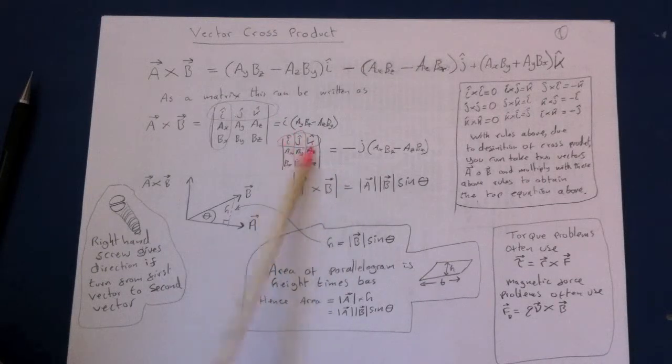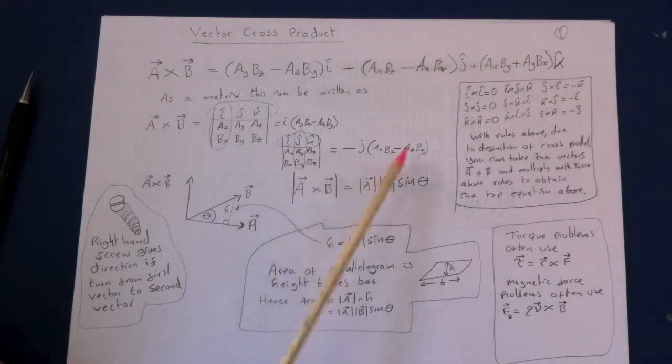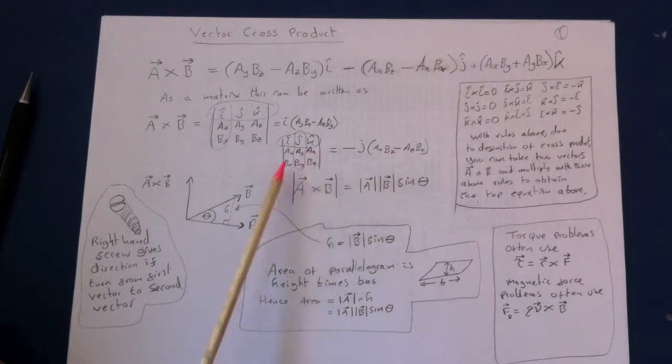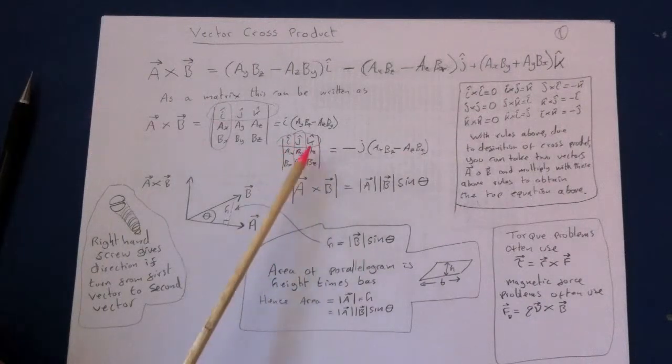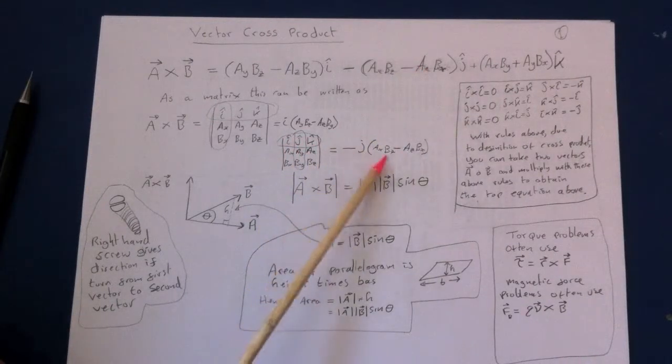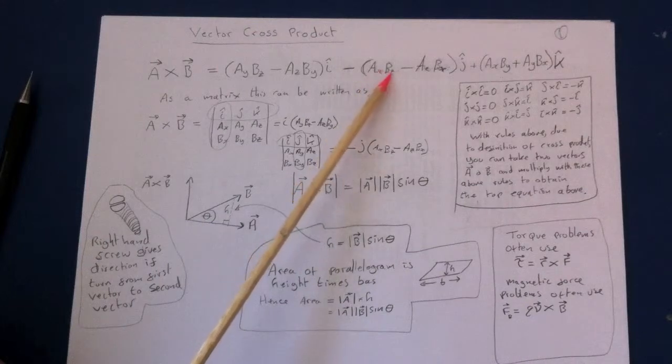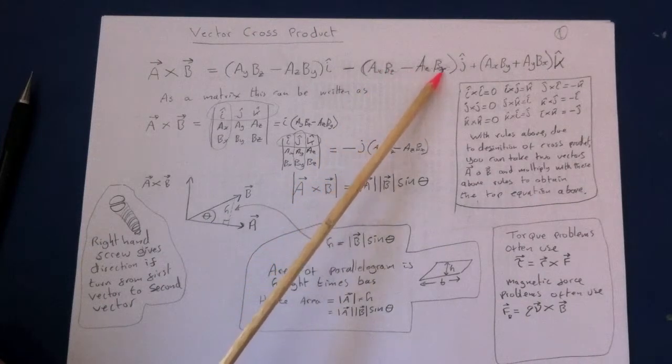The rest have been covered with these two loops. So we go AX times BZ, which is that one, minus AZ times BX. That gives us the second component here, AX BZ minus AZ BX.